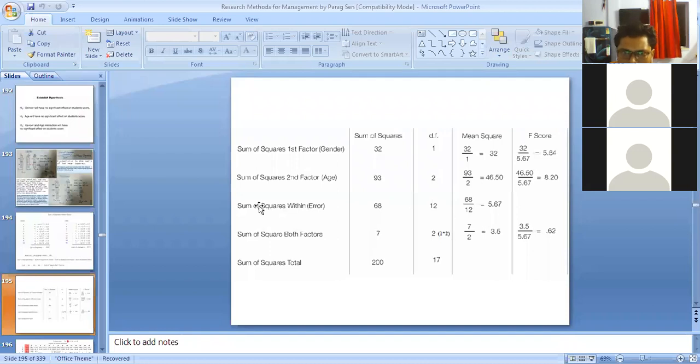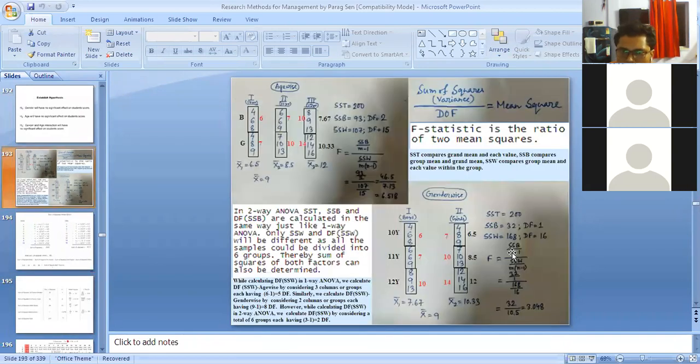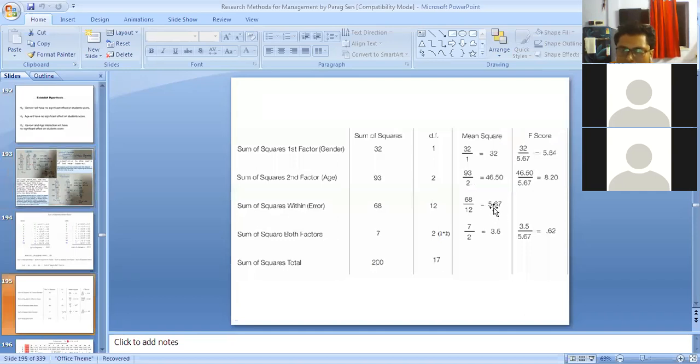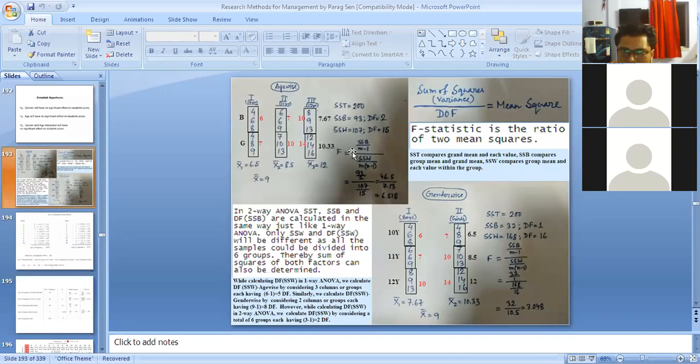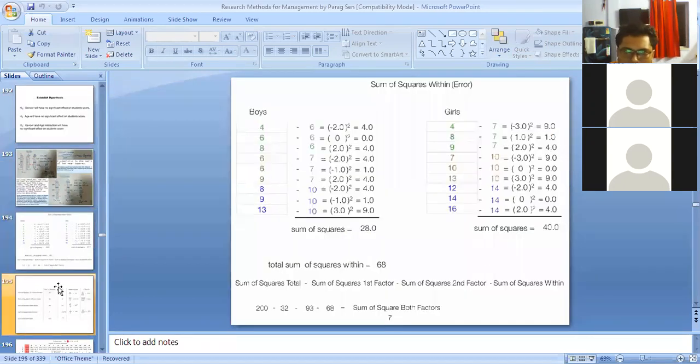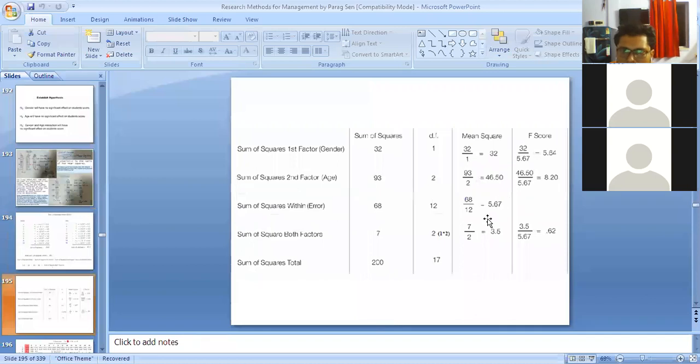So the sum of square within will be 68, with 12 degrees of freedom, and the mean square, the denominator part, will be 68 by 12, which is equal to 5.67. So in the sum of square for the first factor, whenever you are going to calculate the F score, you will divide it by 5.67.